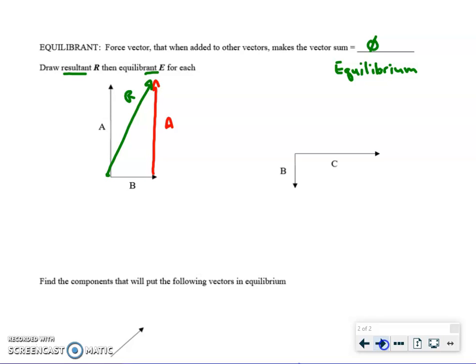So if I want to balance them, I want an equilibrant that is going to be equal and opposite. So I'm going to put it right there. Try to make this exactly 180 degrees, the same length, and that's my E and R. I know this isn't quite straight, but you get the idea. Okay, go ahead and try B and C on your own.